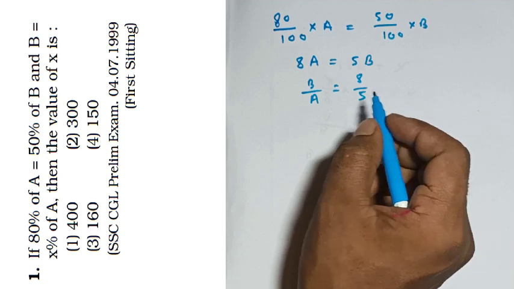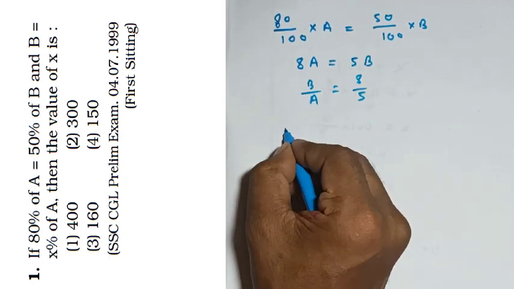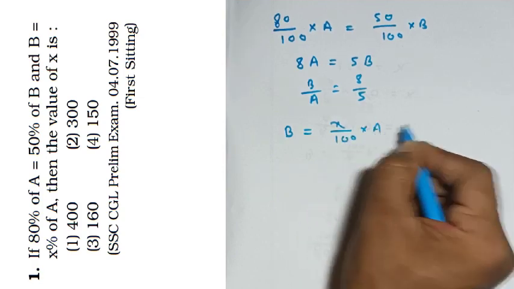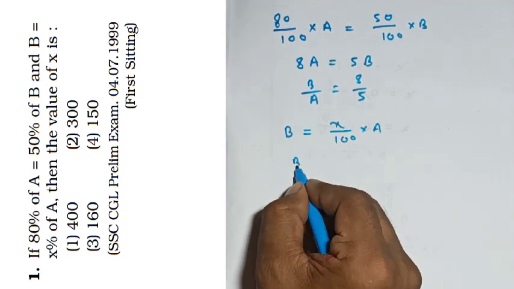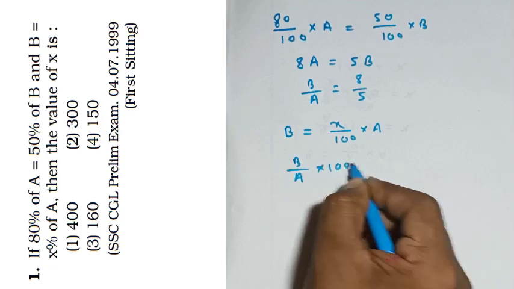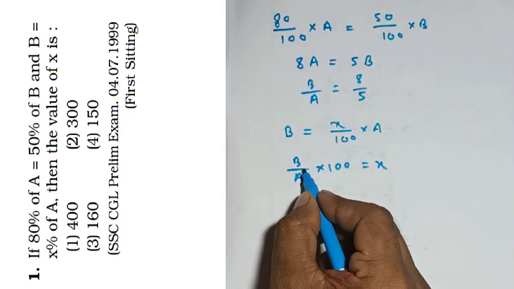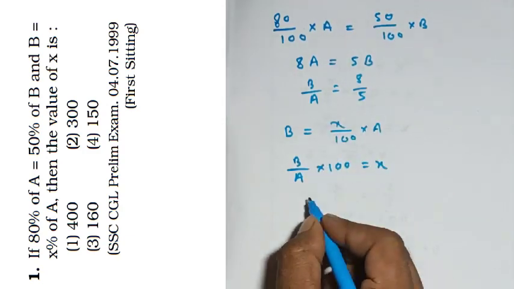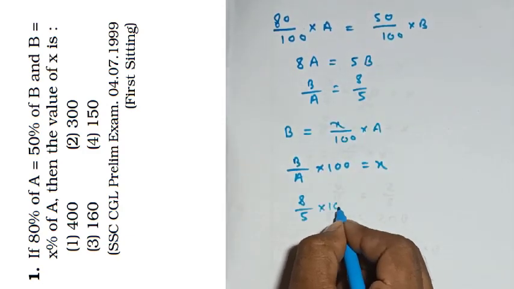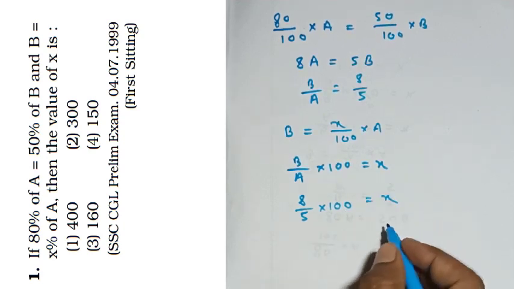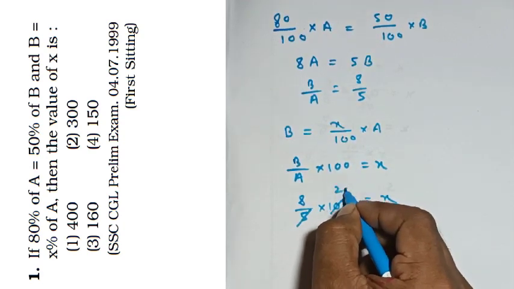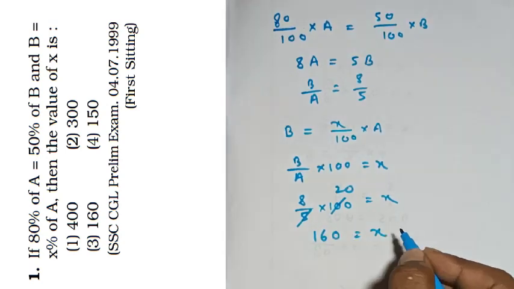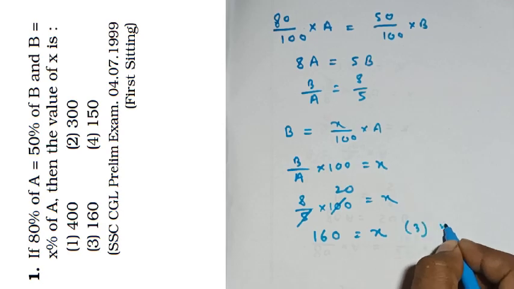And then the next line is given: B is equal to X% of A, that means B equals X by 100 into A, and we write here B by A into 100 is equal to X. And here B by A we know that the value is 8 by 5, so we write it here. So 8 by 5 into 100 is equal to X, and here 20, and we get 160, this is the value of X. So our answer goes to 3.